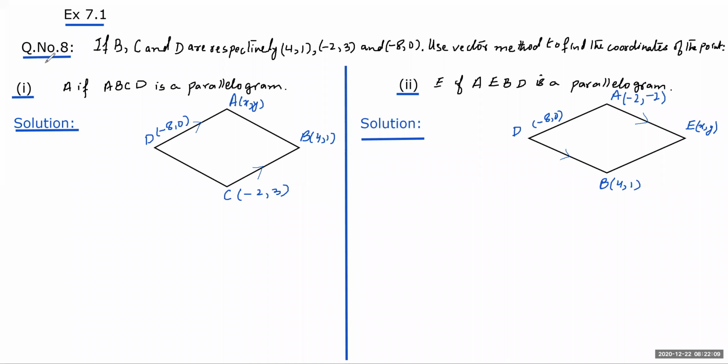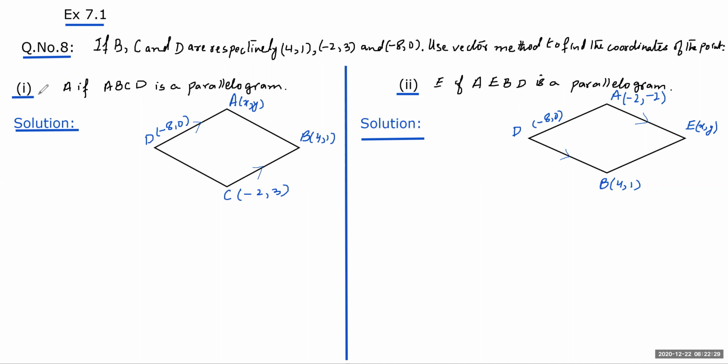Bismillahirrahmanirrahim. Exercise 7.1, question number 8. If B, C, and D are respectively (4, 1), (-2, 3), and (-8, 0), use vector method to find the coordinates of the point. Part 1: A, if ABCD is a parallelogram. Part 2: E, if AEBD is a parallelogram.